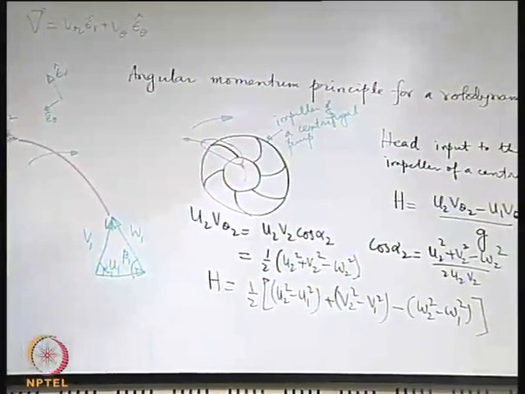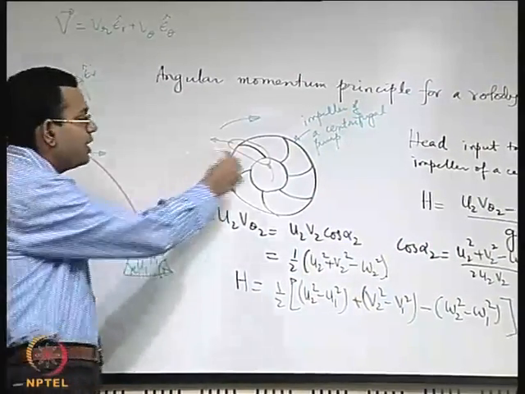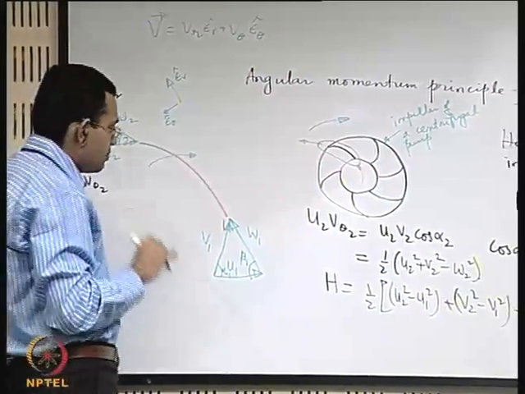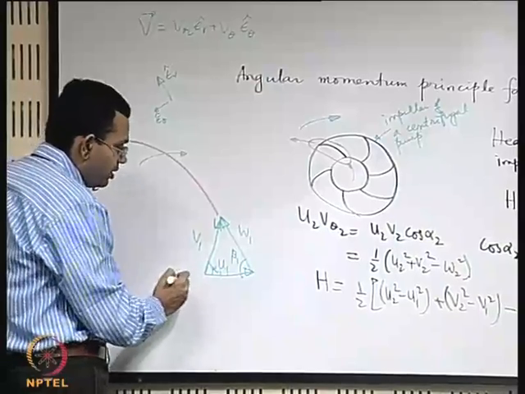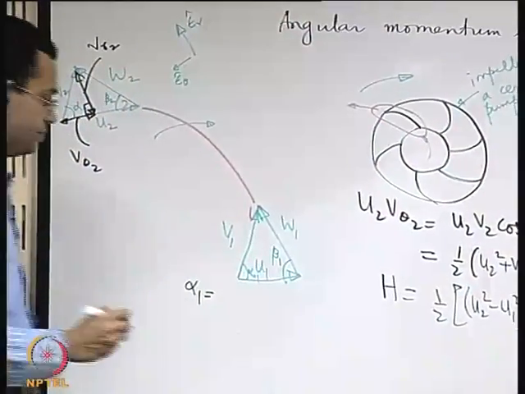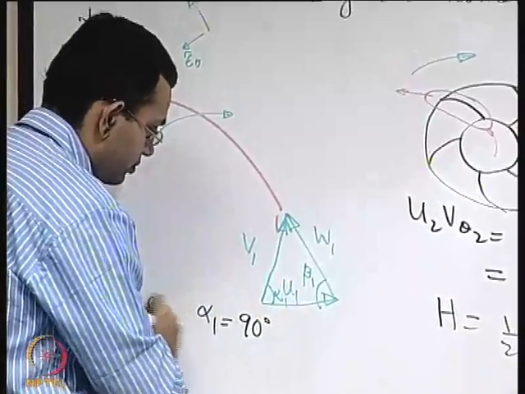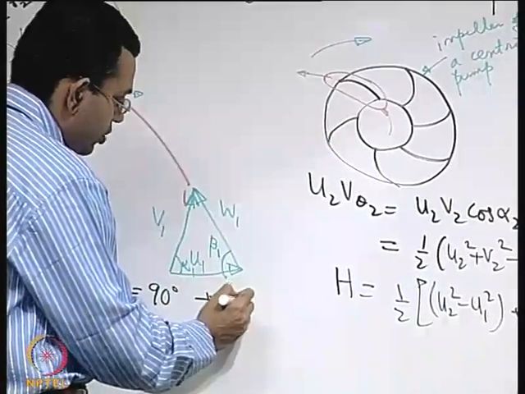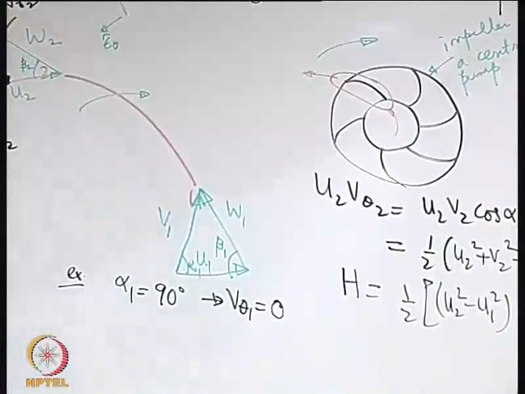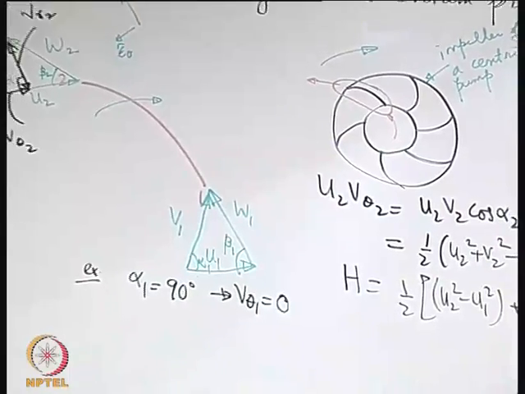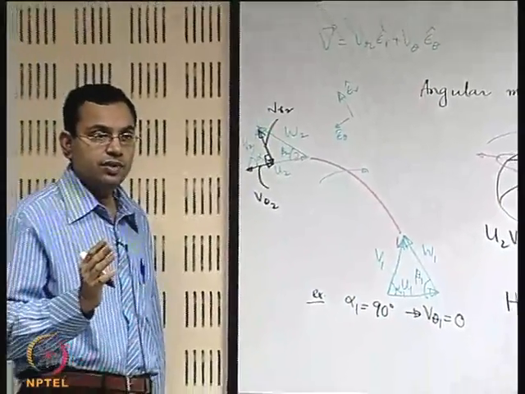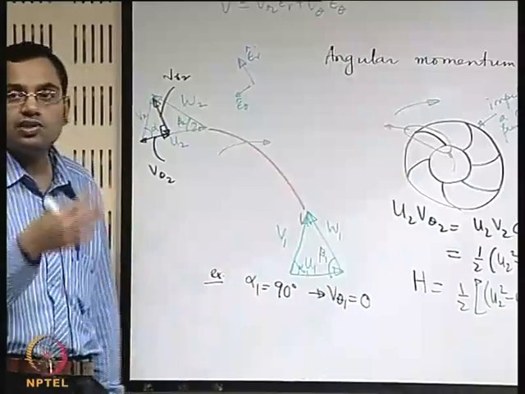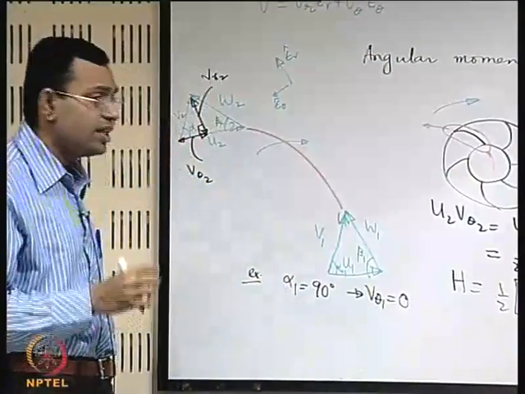The next thing is that to develop a bit more insight on the implications of the blade angle on the performance of the pump, let us make an assumption that alpha 1 is equal to 90 degrees. When alpha 1 is equal to 90 degrees, what you can see from the triangle is that you must have V theta 1 equal to 0. That means the entry at the inlet is totally radial. You do not have the tangential component of velocity at the inlet. So this is also called radial entry at the inlet, and this is a very common case.